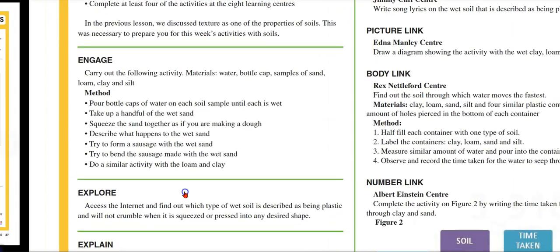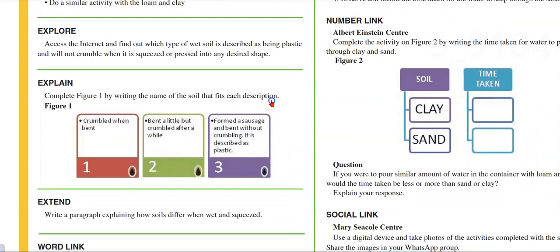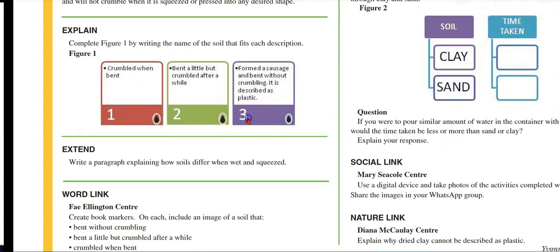Explore. It says here, access the internet and find out which type of wet soil is described as being plastic and will not crumble when it is squeezed or pressed into any desired shape. Explain. Complete figure 1 by writing the name of the soil that fits each description. Crumbled when bent. Bent a little and crumbled after a while. Formed a sausage and bent without crumbling. It is described as plastic.